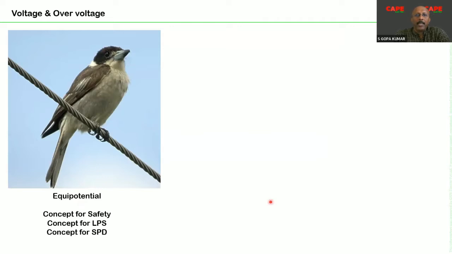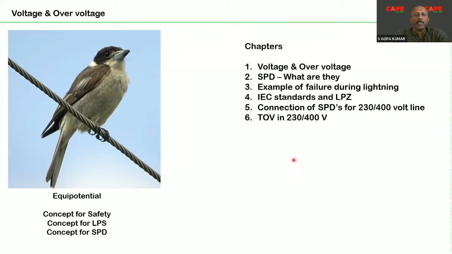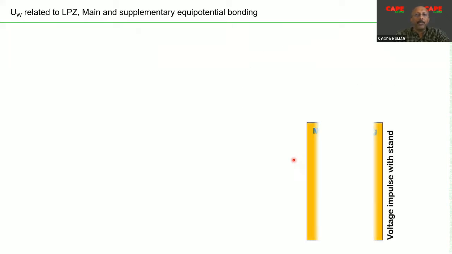As I always say, the concept of protection is equipotential bonding. If you are able to make a very good equipotential bonding, you achieve very good safety against electric shock and touch voltages. Your electronic equipment will be perfect. Your electrical installation will be perfect. So good earthing means creating a very good equipotential bonding. That means there is no potential difference between different parts of an installation. As a result, there is no failure.